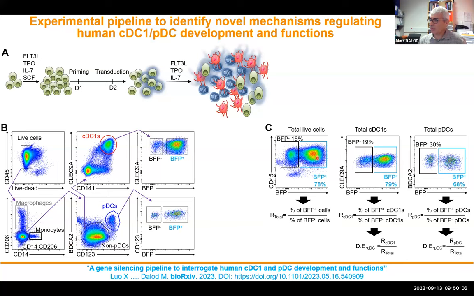So here is an illustration. You can look at total immune cells in the culture and look at the frequency of transduced and untransduced cells. You calculate your ratio of transduced to untransduced. You do the same thing within the CDC1 gate and the same thing within the PDC gate. And then you normalize the ratio of the CDC1 to the ratio of the total immune cells. Same thing for PDC. If the ratio is above one, it means you have a preferential enrichment of transduced cells in CDC1 as compared to the other immune cells. So the genetic manipulation that you made is favoring CDC1 differentiation or survival. And if the ratio is below one, it's the reverse. It means you are counter-selecting transduced cells. So the gene manipulation you did is preventing CDC1 differentiation or accelerating their death.